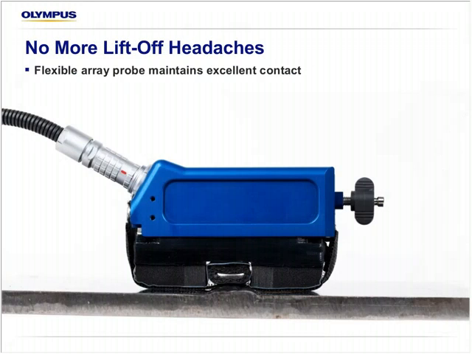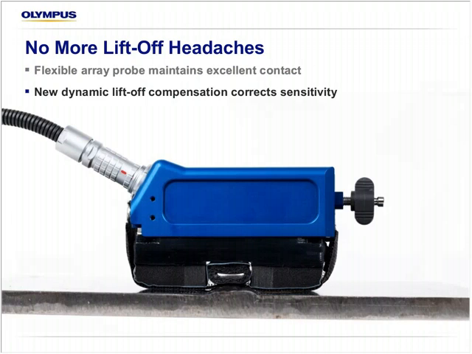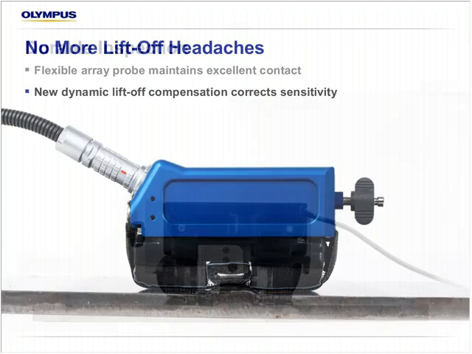There's no more lift-off headache. Up to now, eddy current, because this is an eddy current-based sensor, has been somewhat challenging for inspecting welds because of the weld geometry causing lift-off issues. We're going to be talking about lift-off a little bit later on, but this sensor eliminates this problem because, first of all, it's a flexible array probe that maintains a pretty good contact, but not a perfect contact. But this is not a problem because there's also a software side that dynamically compensates the lift-off to correct the sensitivity. So it's a combination of both that makes it interesting.